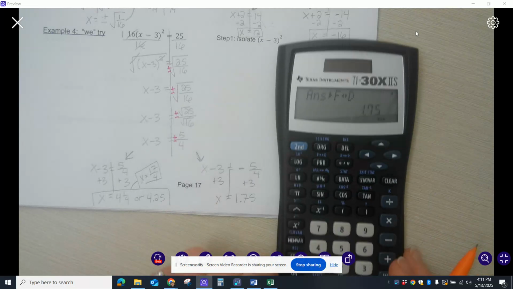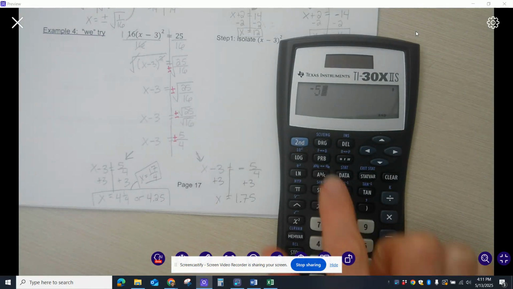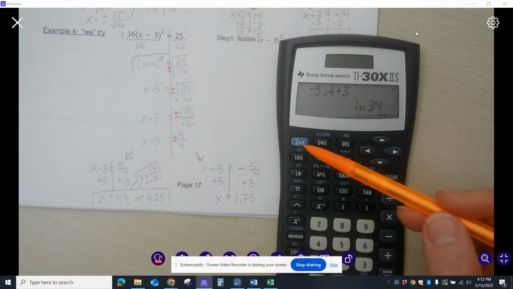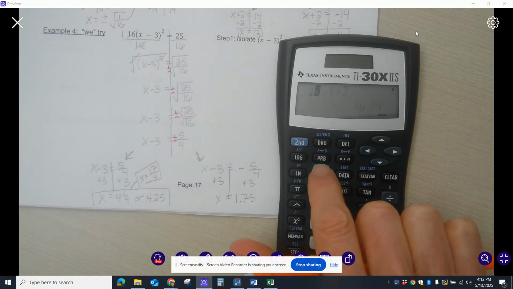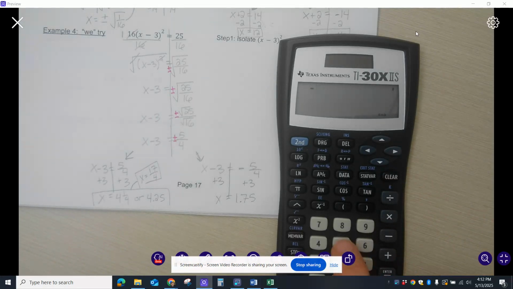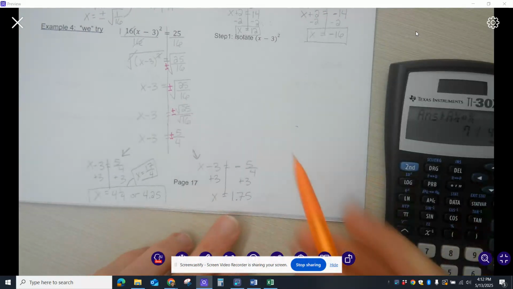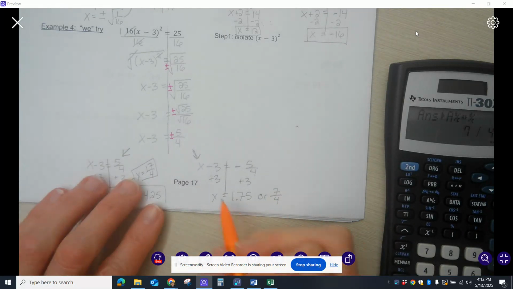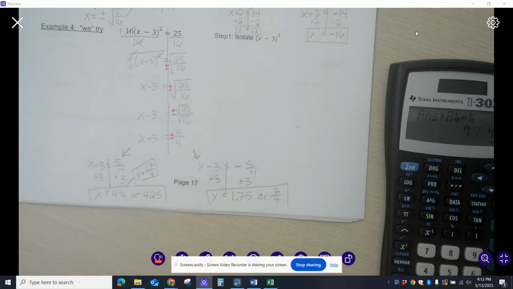And then if I do this again, negative 5 ABC 4 plus 3, this time I'm going to turn it into an improper fraction. So I'm going to do second and hit my ABC button again. Oh, something's wrong. Let's try that again. Negative 5 ABC 4 plus 3. Okay. Second ABC, 7 over 4. So an improper fraction of 7 over 4. All right.